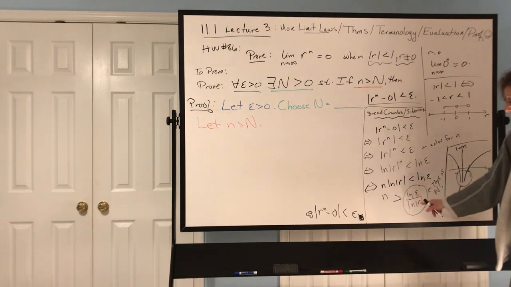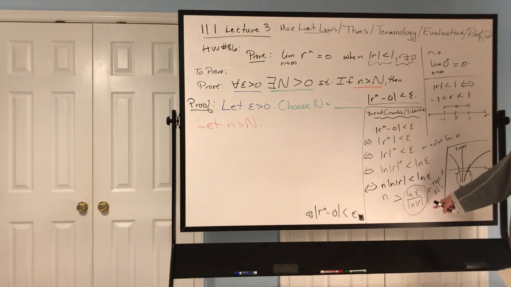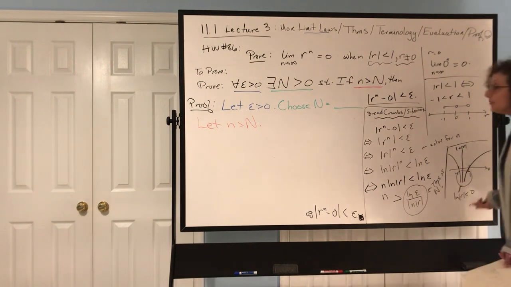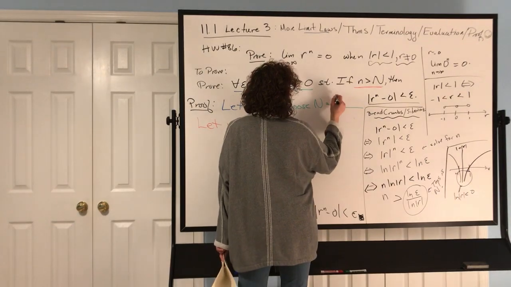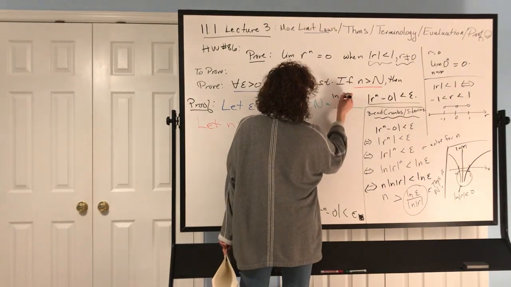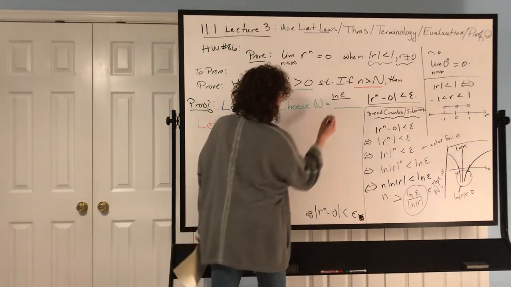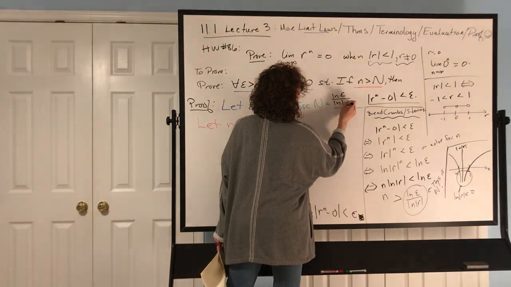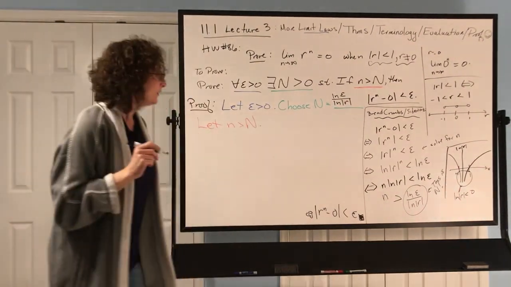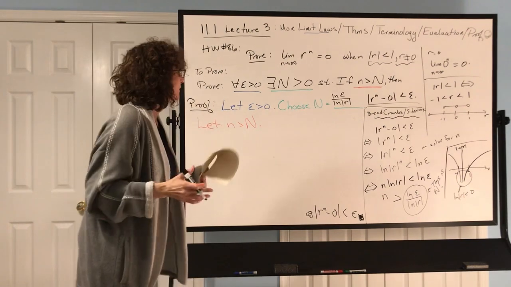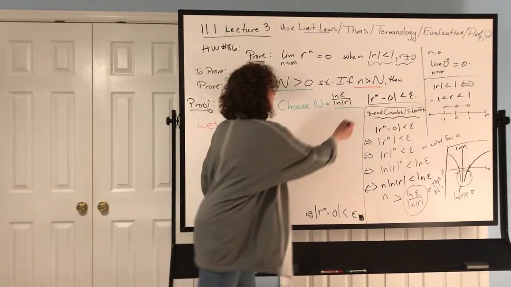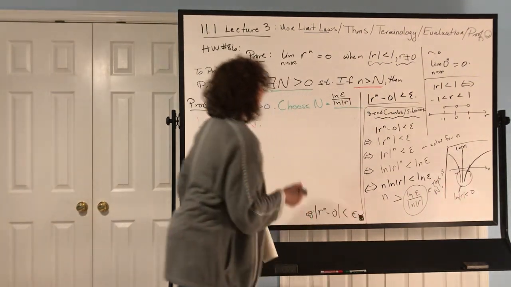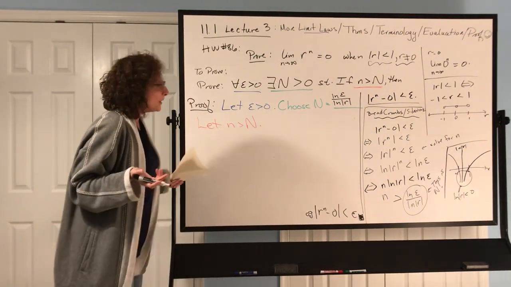Because we needed little n to be greater than capital N. We didn't know what capital N should be. So now what do we do? We come in here and pretend we always knew that capital N, as if we were geniuses, should be the natural log of epsilon divided by the natural log of the absolute value of r, right? Like as if we knew it from the very beginning. And then this is off somewhere, not even part of our proof, right?